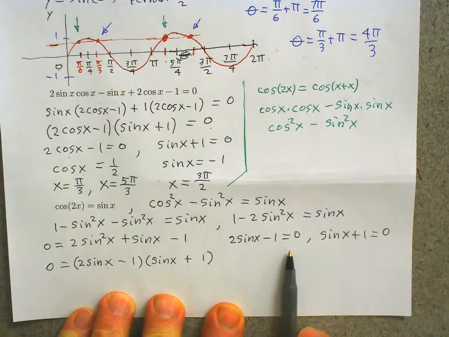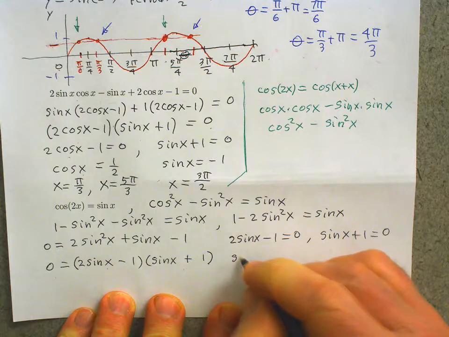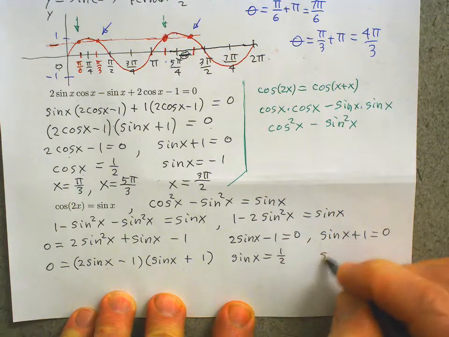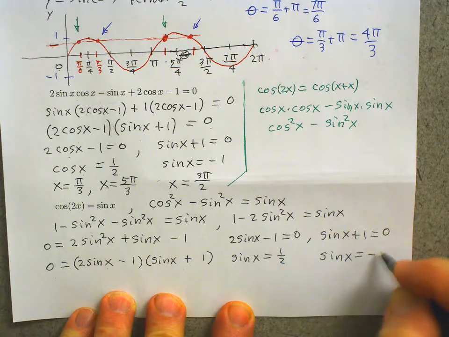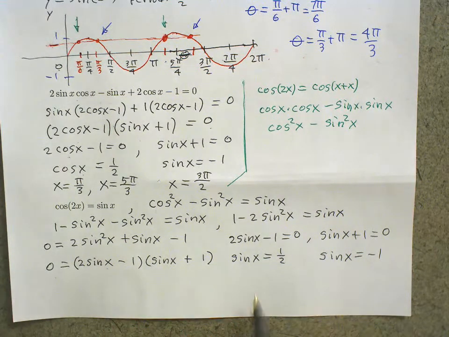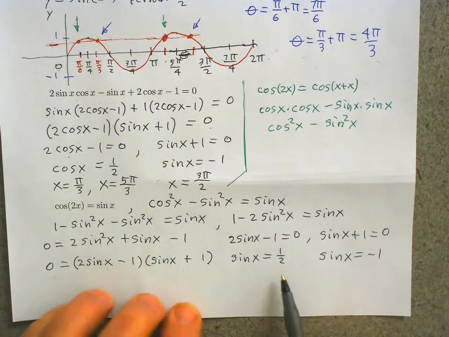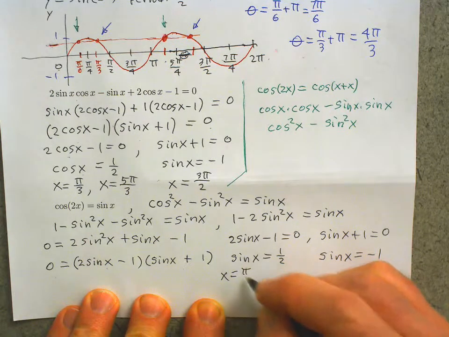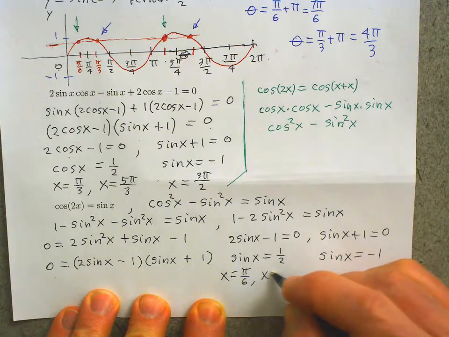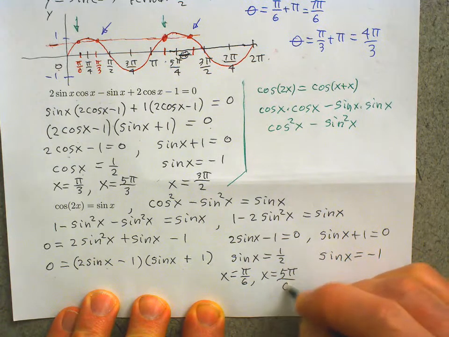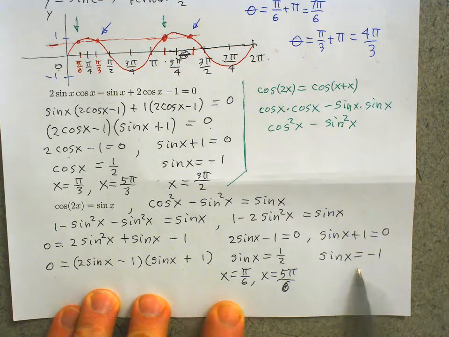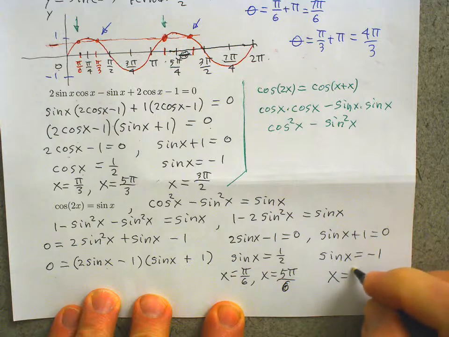So here add 1 and divide both sides by 2. We get sine of x equals 1/2. And then over here subtract 1, sine of x equals -1. And for x values between 0 and 2 pi, sine of x has two solutions when sine of x equals 1/2. One is x equals pi over 6, and the other one is x equals 5 pi over 6. And then sine of x equals -1 when x is 3 pi over 2.